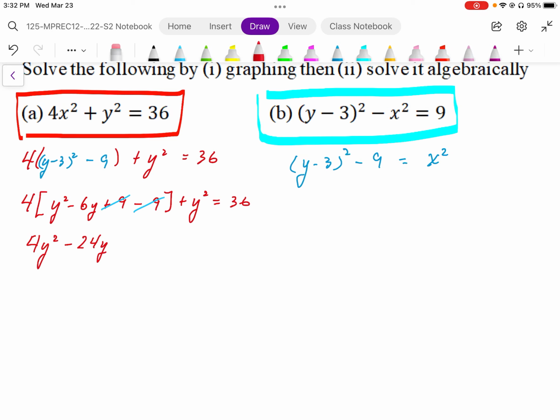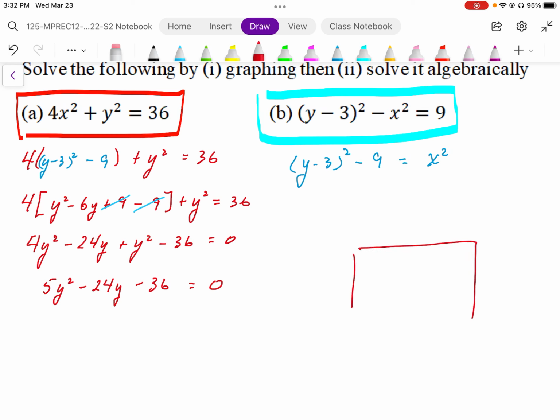and then plus y squared minus 36, and that's going to be equal to 0. We get 5y squared minus 24y minus 36 equals 0. Okay, so we can solve this with the quadratic formula, but it looks like this is probably factorable.